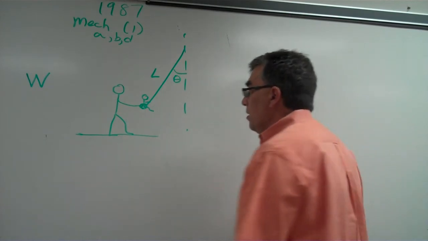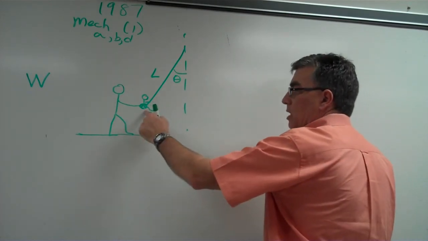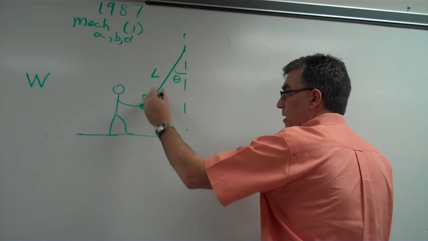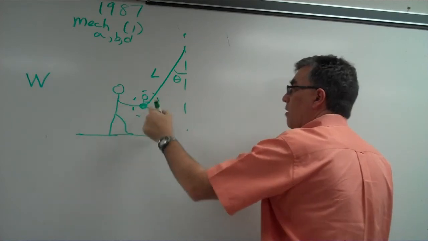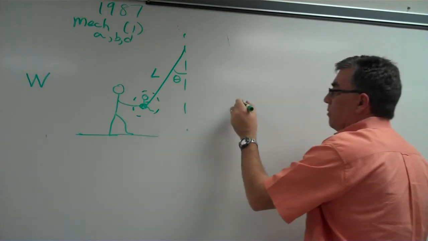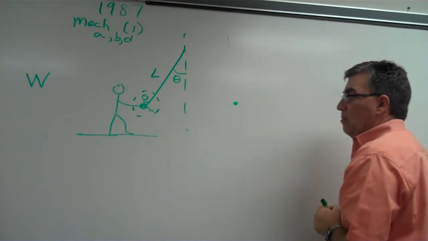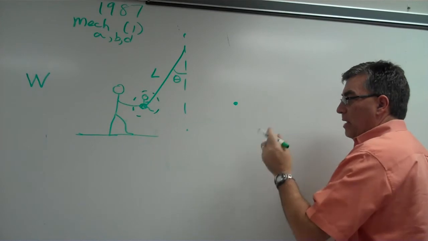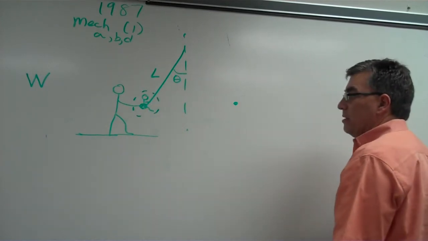Well, to do that, I'm going to look at this kid right there in the swing, and that's going to be my system. So I'm going to draw a free body diagram of that kid on the swing. So here's the kid on the swing, and I'm going to represent him by a dot that represents the kid's center of mass.